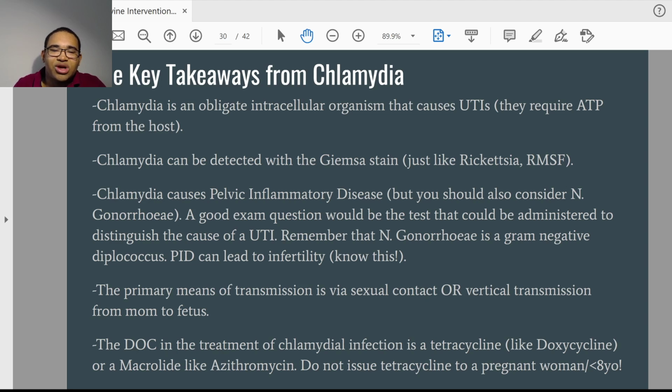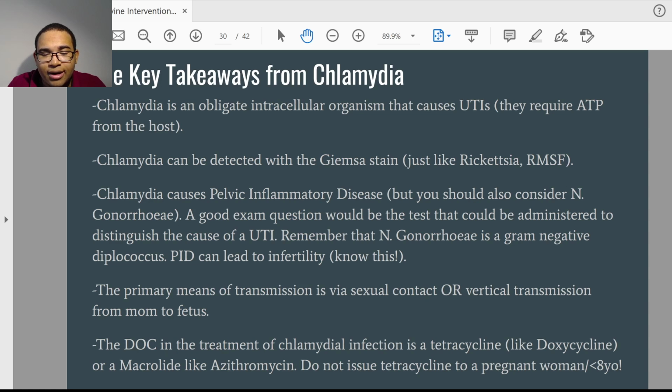Now, chlamydia is an obligate intracellular organism that causes UTIs. It's obligate intracellular because it needs ATP from the host. You can actually detect it with the Giemsa stain, like Borrelia, Rickettsia, chlamydia, trypanosomes. Those can be detected with the Giemsa stain. And again, it causes PID, although don't forget Neisseria gonorrhea with that. Usually when people have gonococcal infection, they also tend to have a concurrent chlamydial infection. One way you can tell gonococcus apart from chlamydia is to do a gram stain. With gonorrhea, you'll see the gram-negative diplococci.